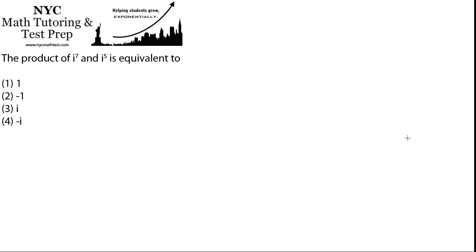The product of I to the 7th and I to the 5th is equivalent to 1, -1, I, or -I. Okay, so first of all, what is I? Just as a review, I is the square root of -1.